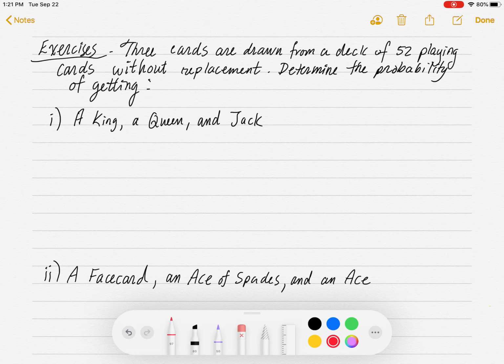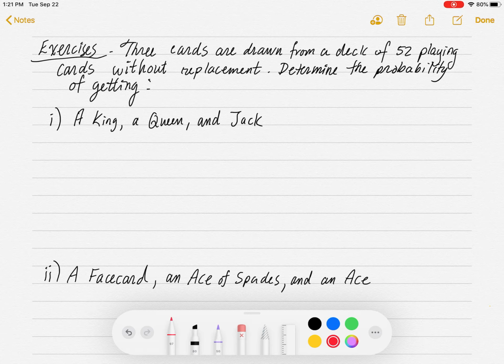3 cards are taken out of a deck, no replacement. So we're going to take out a card, leave it out, take out another card, leave it out, and take out a third card. So we're never going to put any cards back in. You're going to start out with 52 cards, and you're going to go down to 51 cards, and you're going to go down to 50 cards, right? All right, so here we go.